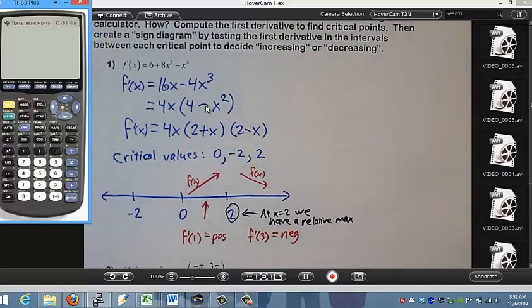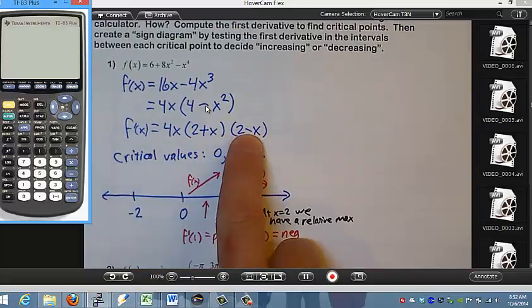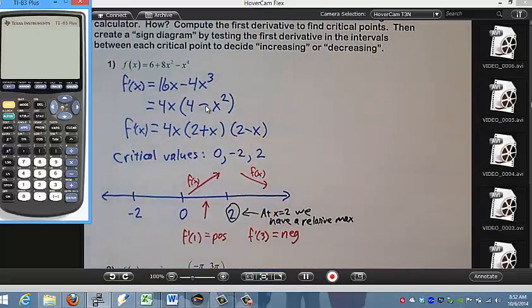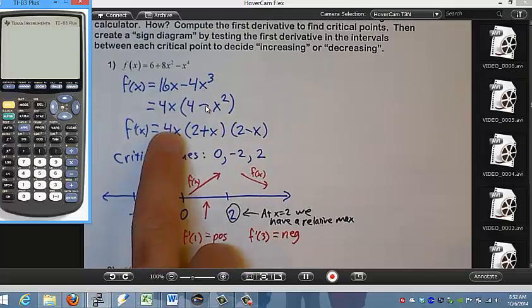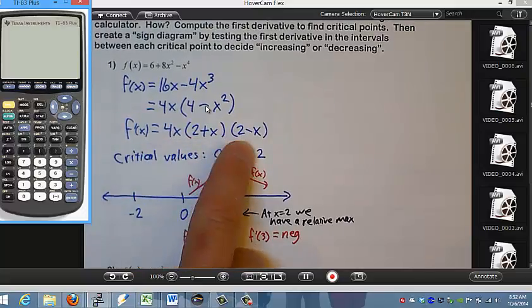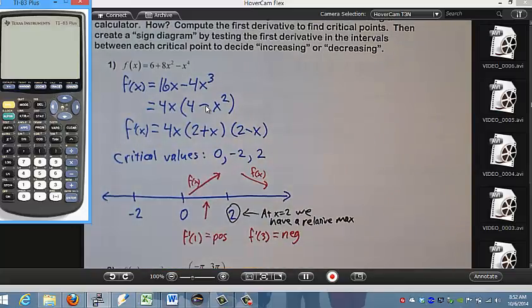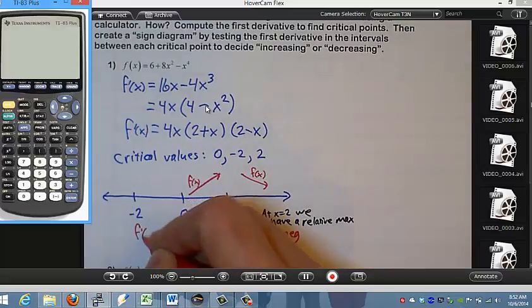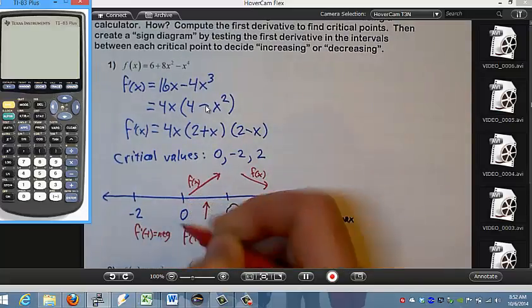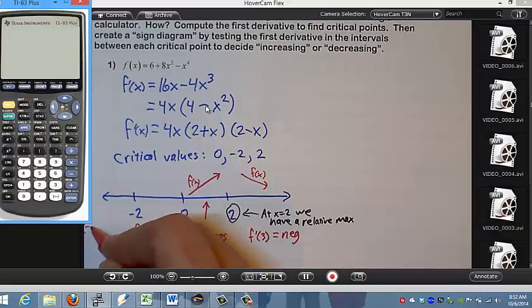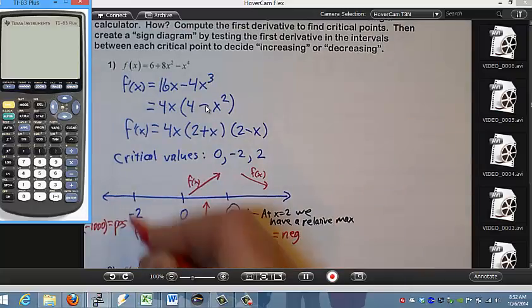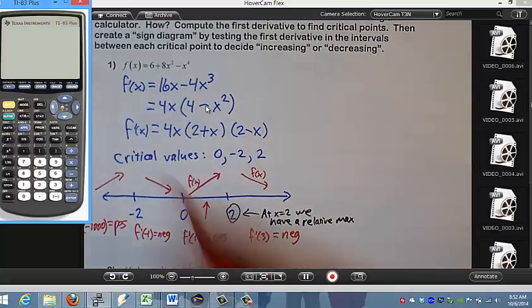I believe that if you test things like negative 1, you get negative, positive, negative. Let's see, try that again. Negative, positive, positive. So what I'm getting for the rest of this is that f prime of negative 1 is negative, and f prime of negative 1,000, or whatever you might put in, is positive. And so I claim that the graph kind of does that. Are you with me?